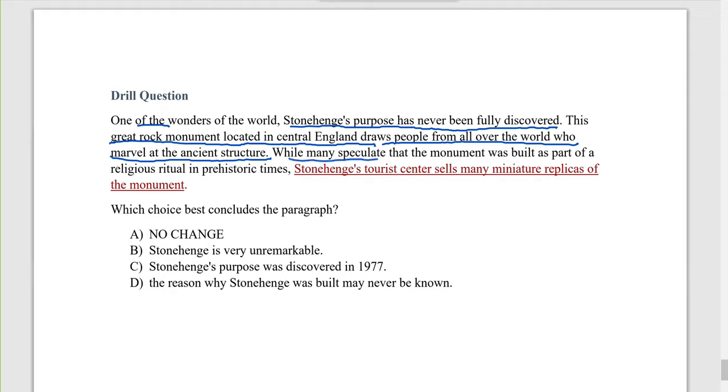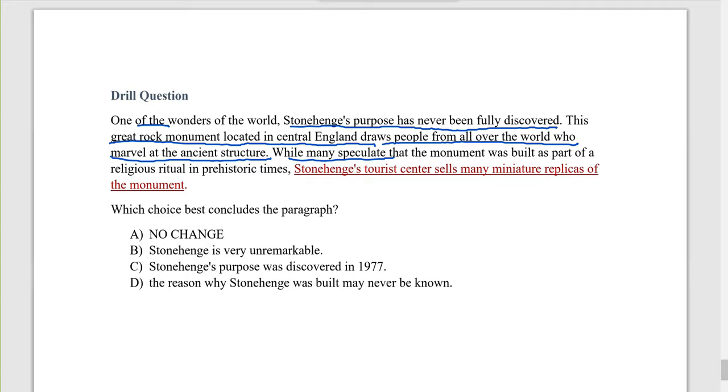While many speculate, and remember the word speculate. Speculate means what, ya shabab? You remember? Think or believe, okay, but they don't have the right evidence. While many speculate that the monument was built as part of a religious ritual in prehistoric times, Stonehenge's tourist center sells many miniature replicas of this monument.